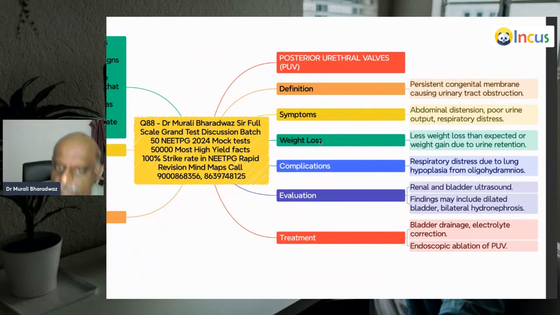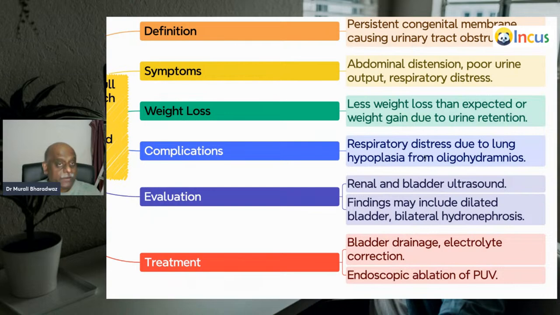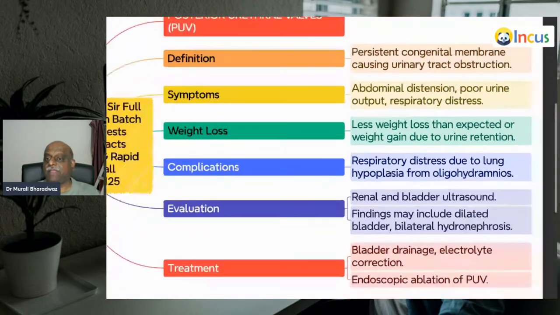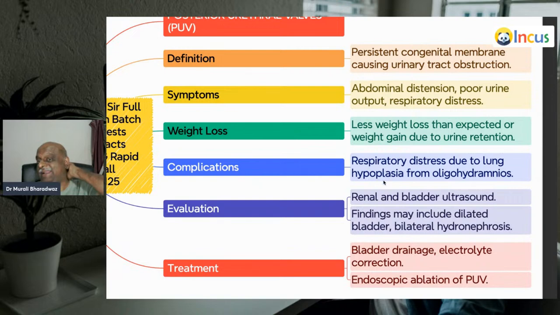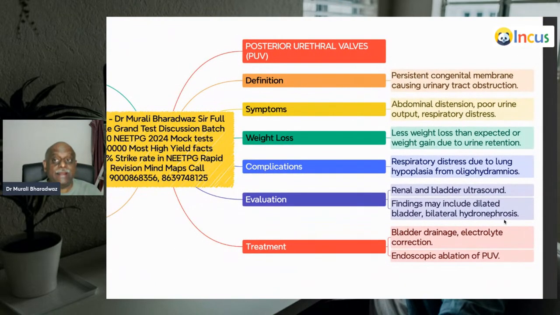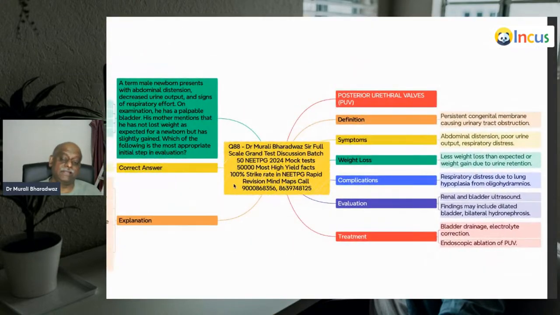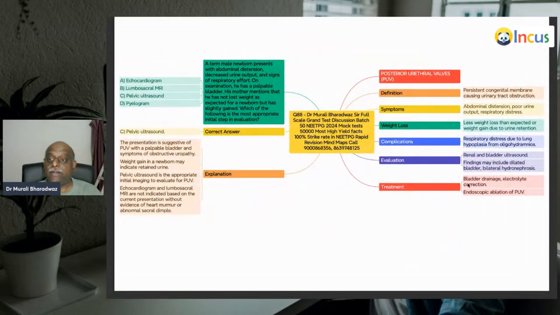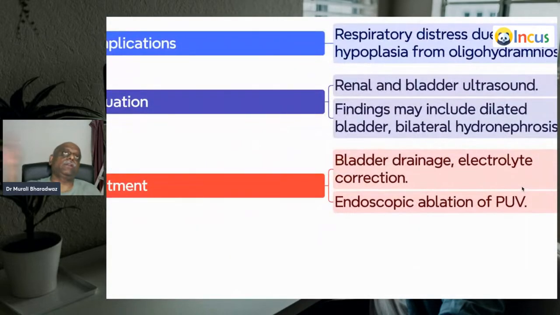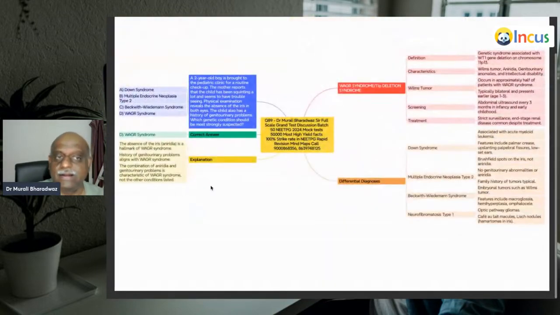So whenever there is less weight loss than expected or weight gain, you should suspect posterior urethral valve. There can be respiratory distress due to posterior urethral valve because of the oligohydramnios in the fetal life leading to hypoplasia of the lungs. You need to do renal and bladder ultrasound, dilated bladder, bilateral hydronephrosis is the characteristic feature. You need to do endoscopic ablation of the posterior urethral valves. Bladder drainage, electrolyte correction is considered to be the treatment.